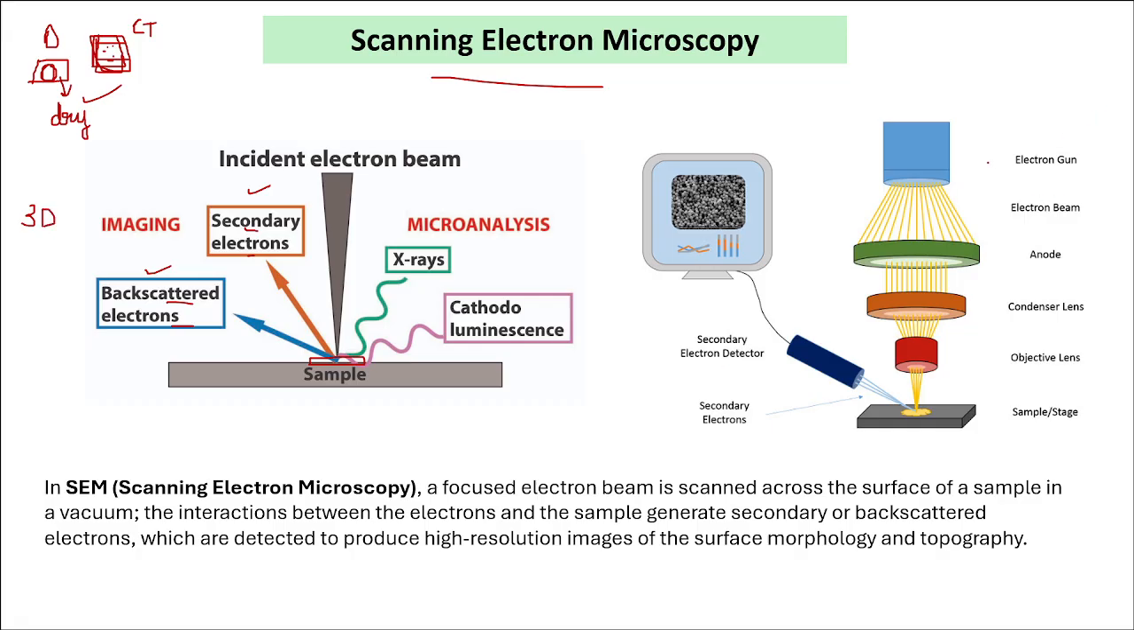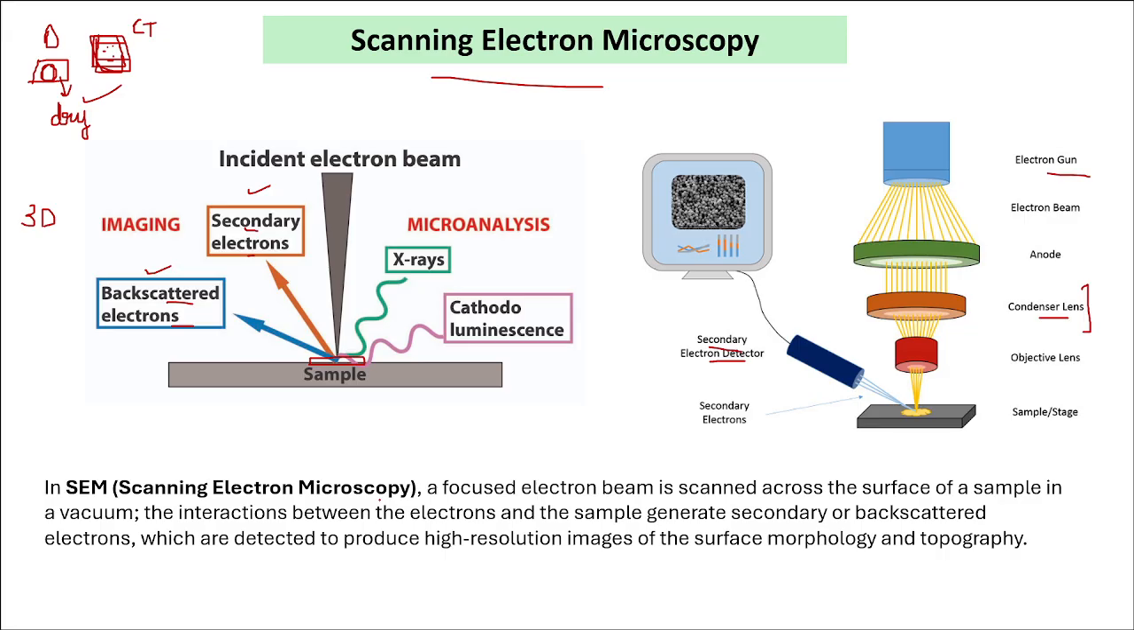Now, how does this happen? Again, this is the same thing. This is the electron gun, the electron beam. Then this is the condenser lens, which is basically to focus this electron beam more. Then it passes through the objective and falls on the sample stage. Now, the backscattered or secondary electrons that are ejected are taken up by the secondary electron detector, and this 3D kind of image is made.